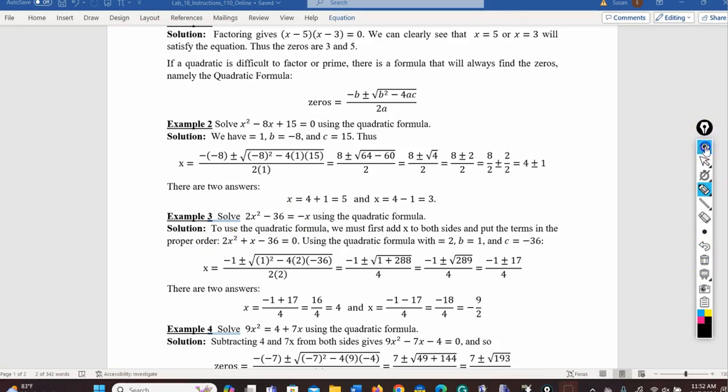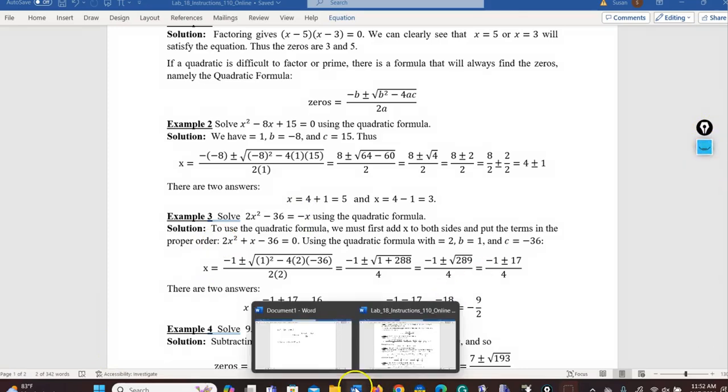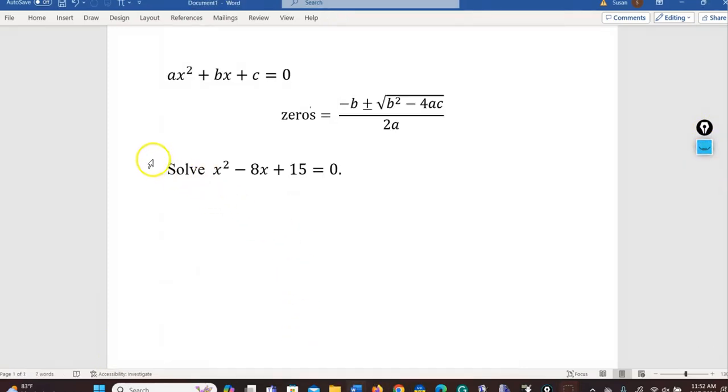Okay. Now, what if you're told to solve that? Well, if you're going to use a quadratic equation, it's got to be in the correct form. So let's just get rid of that.